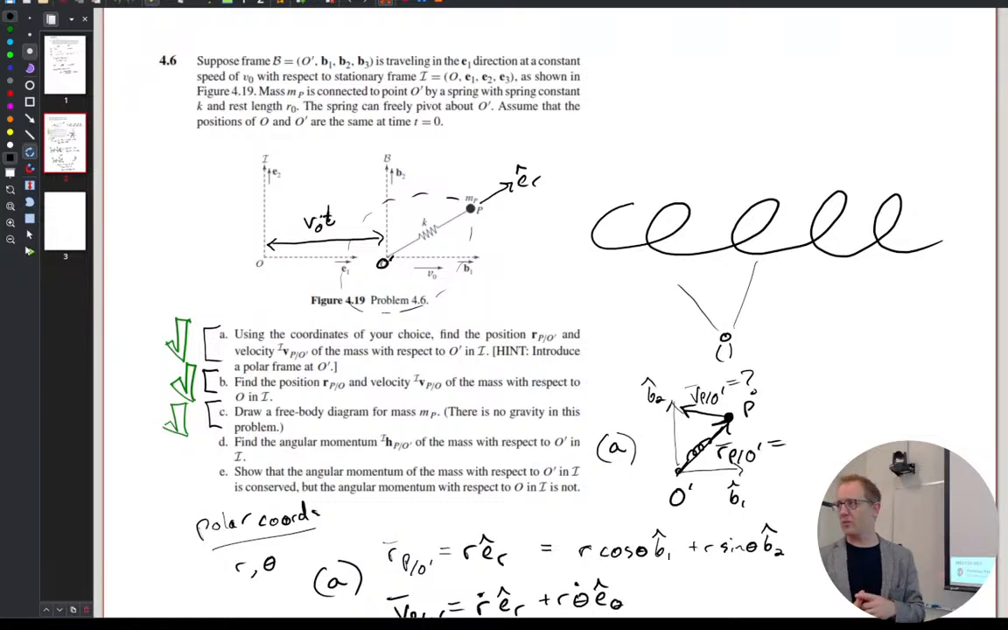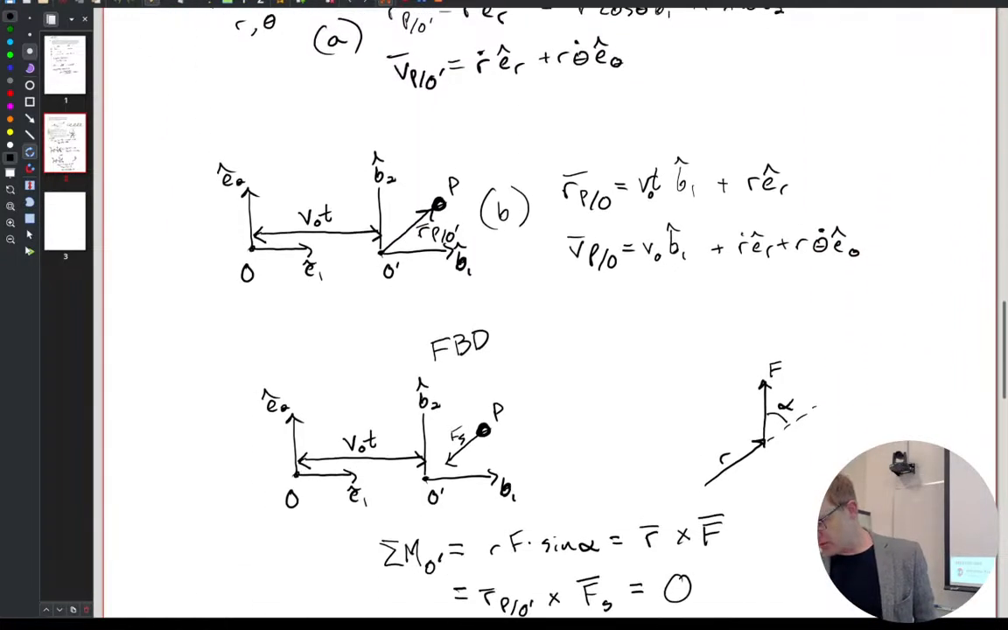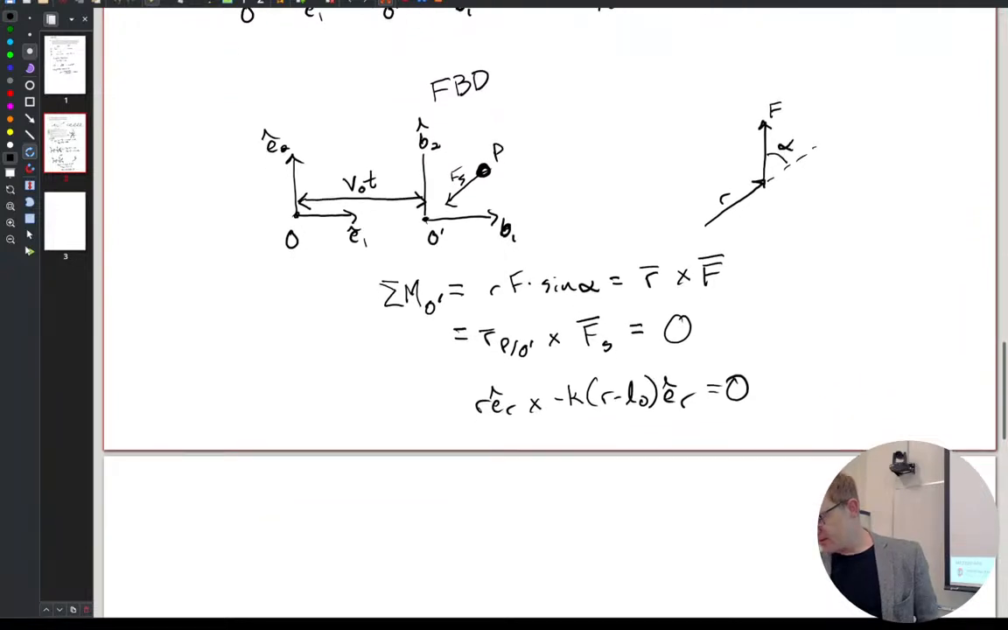We figured out what the moment was last time, because we drew the free body diagram. We figured out around O prime, so the moving reference frame, there's 0 moment. There's no torque applied around that point. What is the moment around O, around the fixed point? Is it also 0? Maybe.